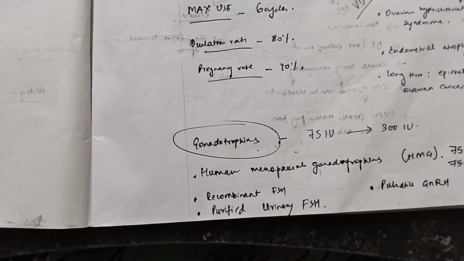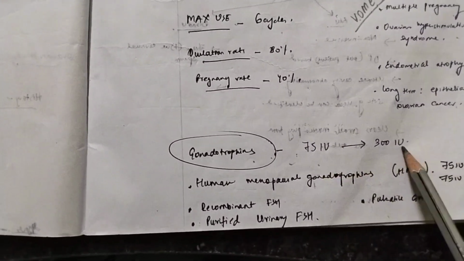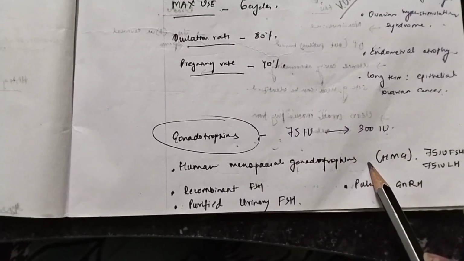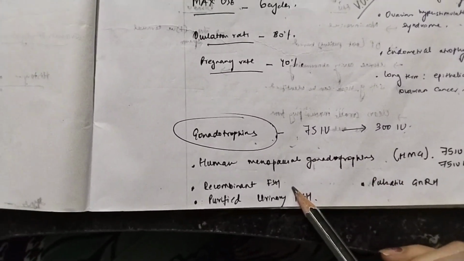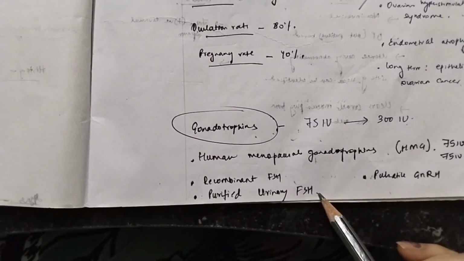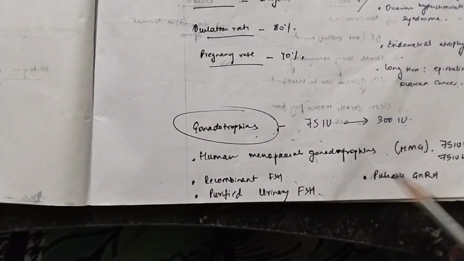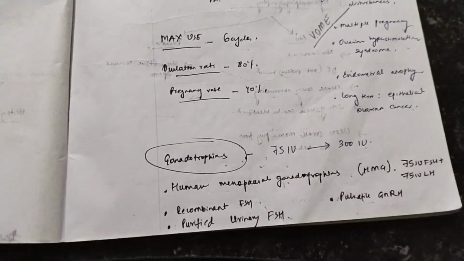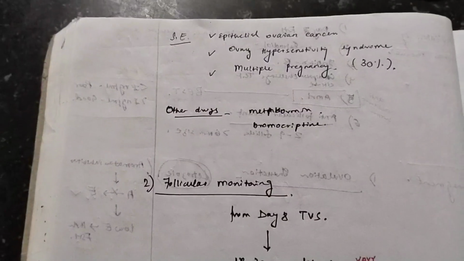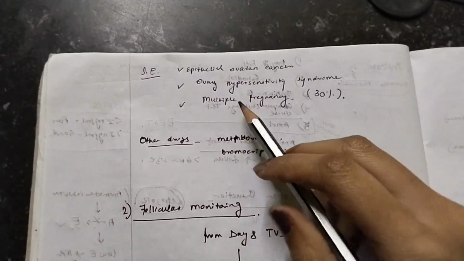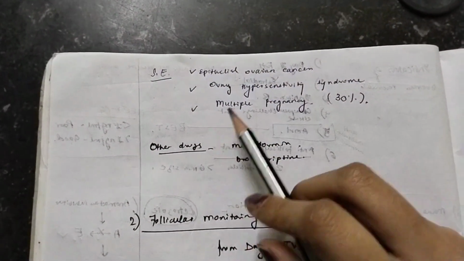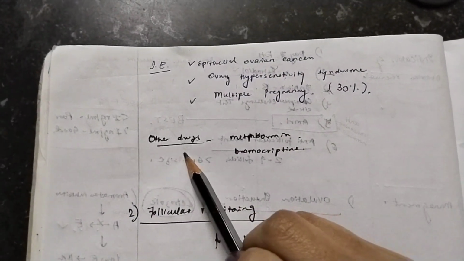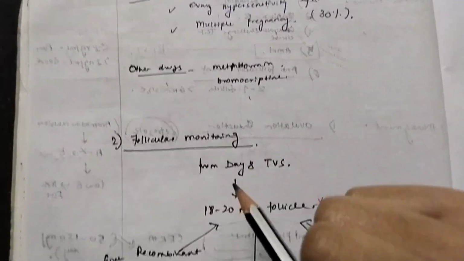Now coming to gonadotropins. The dosage is 75 international units to 300 international units. You can use the human menopausal gonadotropins. You can also use recombinant gonadotropins. You can use purified urinary gonadotropins and you can use pulsatile. बहुत सारे options हैं. But what are the side effects related to gonadotropins? First, it can cause epithelial ovarian cancer. It can cause ovarian hyperstimulation syndrome and it can cause multiple pregnancy. Other drugs that can be used are metformin and bromocriptine.